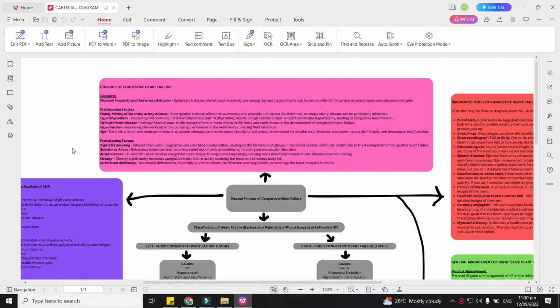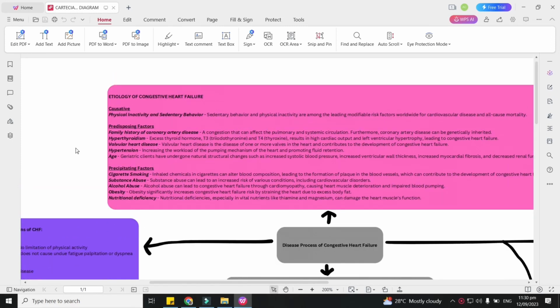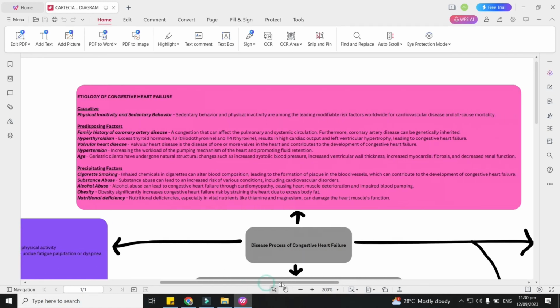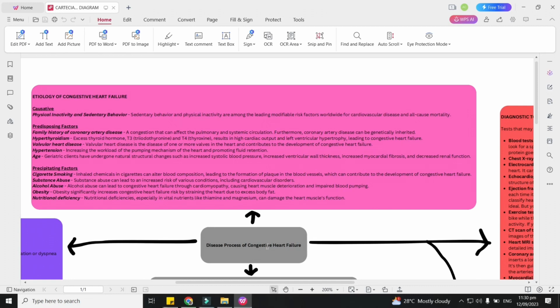So a causative reason behind this disease process may be physical inactivity or sedentary behavior. As we all know, sedentary behavior and physical inactivity are among the leading modifiable risk factors worldwide for cardiovascular disease and all-cause mortality. So it's not just about congestive heart failure, but other things too. According to research, the predisposing factors and precipitating factors also talk about specific areas in which this disease process can develop.